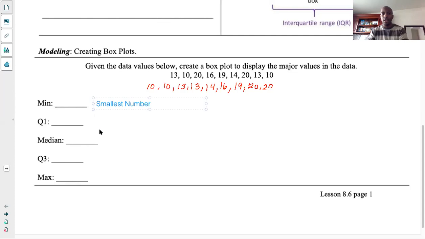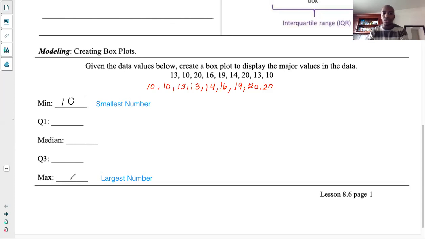The maximum is the largest number. These are good notes to have, good things to keep in mind, so that as you go to identify the values, you can say, okay, what is my smallest number? What is my largest number? When I look at my data that I wrote from smallest to largest, it's easy to identify what the smallest number is. And we can write the smallest number here as 10.